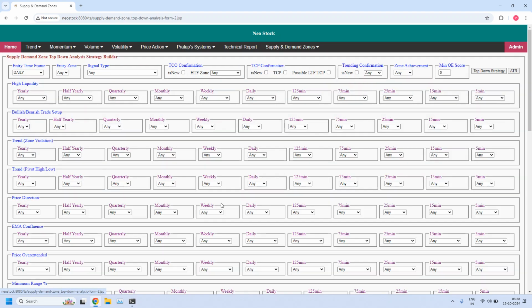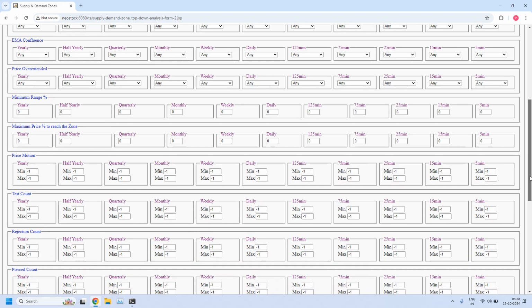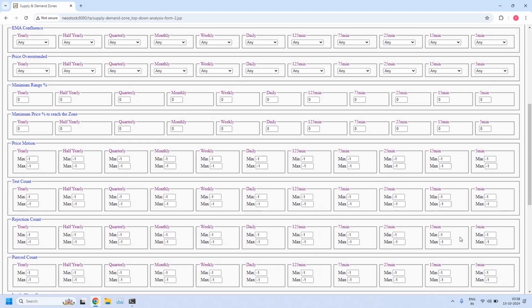The next report, bearish trade setup for hourly income trade. Entry time frame 5 minutes. Entry zone is supply zone. In bullish or bearish trade setup at 5 minutes time frame, I am selecting bearish. This 5 minute supply zone should not be pierced. So in the pierced count at 5 minutes time frame, I am setting minimum value 0, maximum value 0.